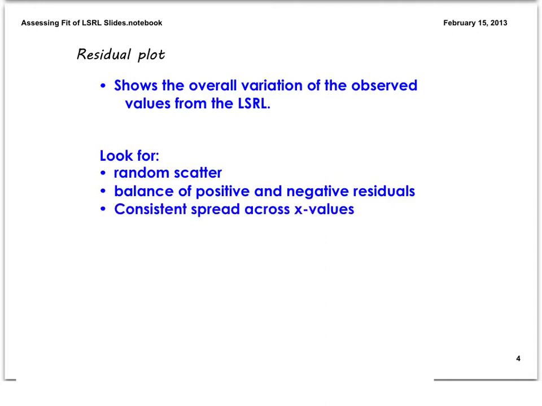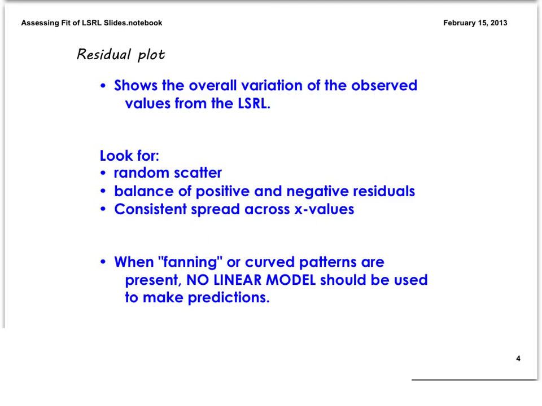And lastly, we want to make sure that we see consistent spread across the X values. There should be no fanning. So in other words, there should be no increasing spread as I move across the X values from low to high. There should also be no decreasing spread as I move across the X values from low to high. Whenever we see this type of fanning or we see any type of curved patterns, not only will our regression line not work, no regression line will be good for making predictions for the data that we're given. In that case, we have to look at some nonlinear regressions, which we'll study closer toward the end of the course.